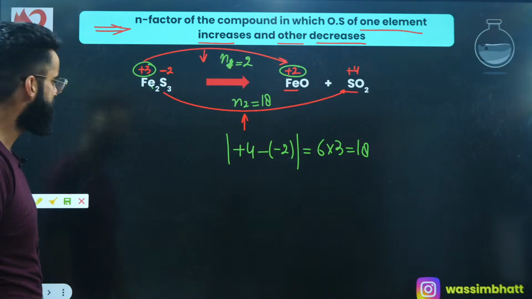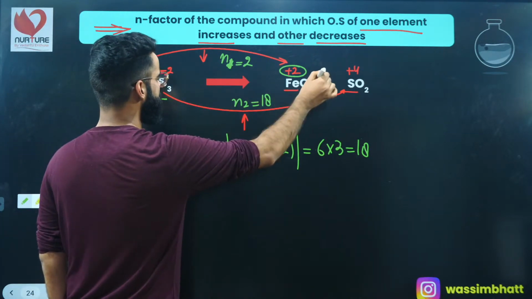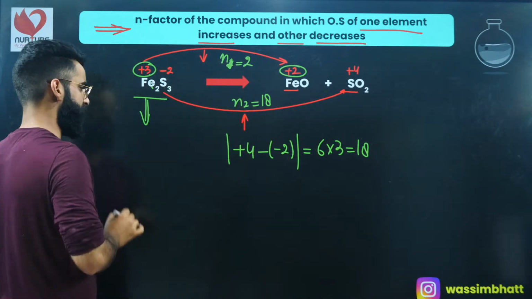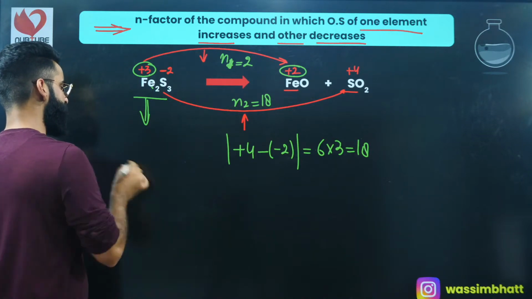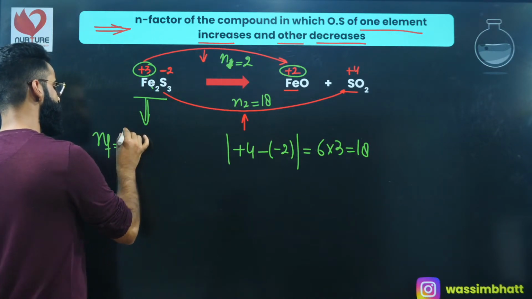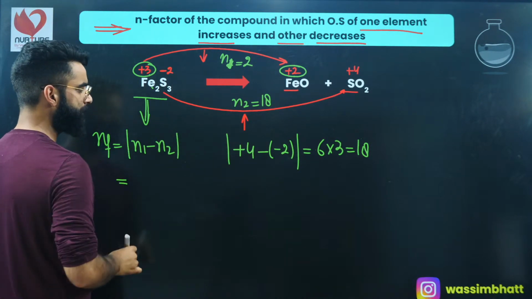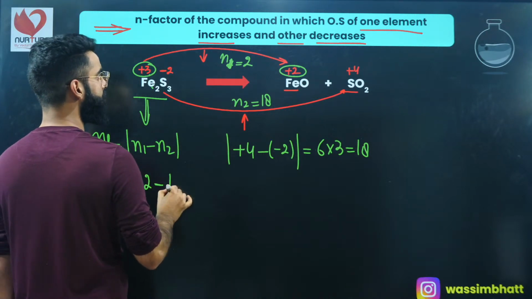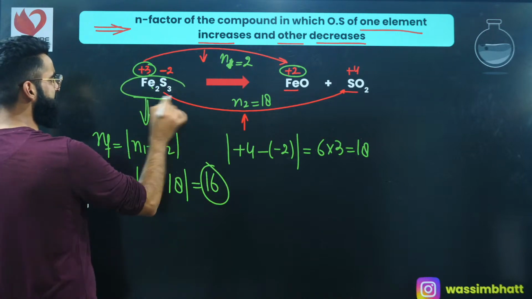Now guys, this is a compound in which the oxidation state of one element increases and another element decreases, right? Whenever you have such a compound in which the oxidation state of one element increases and another decreases, how do I calculate its N factor? It's going to be mod of N1 minus N2. That's all. N1 value is 2, N2 value is 18. The value comes out to be 16. So 16 is the N factor of this species.